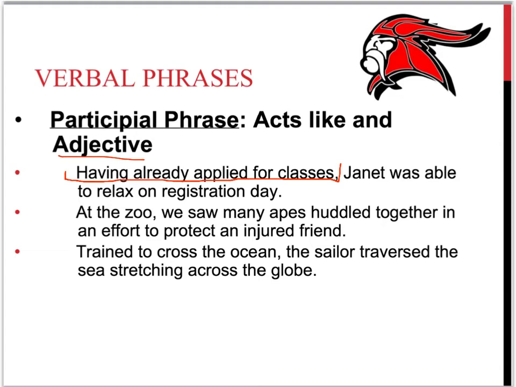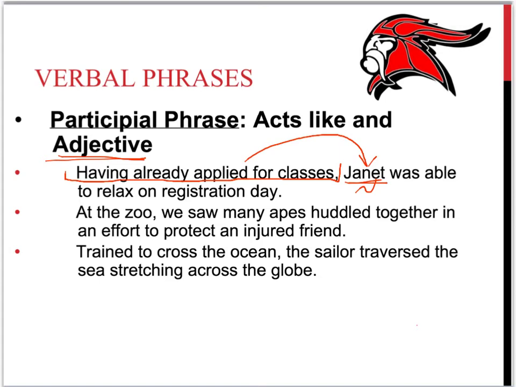Now, you have to ask yourself, although we know these are participle phrases, what is this phrase doing in this sentence? How is it working in this sentence? Here, it's adding information to Janet. Right? Janet, who has already applied for classes. So it's modifying Janet, which is a noun. And if it modifies a noun, it is an adjective. So it's a participial phrase. Let's look at the next sentence.